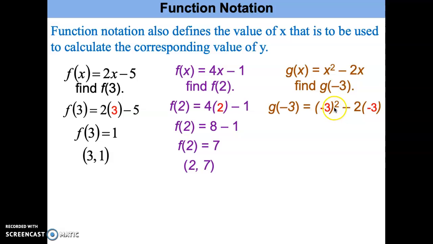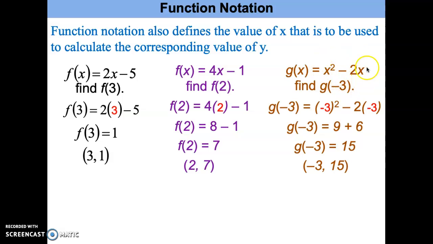So we get negative 3 squared, or negative 3 times negative 3, which gives us positive 9. And then we have a negative 2 times negative 3, which gives us a positive 6. So now we just solve 9 plus 6, and we get positive 15. So g of negative 3 equals positive 15. When x equals negative 3, y equals positive 15 for this function g of x.